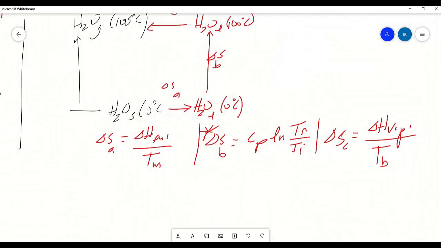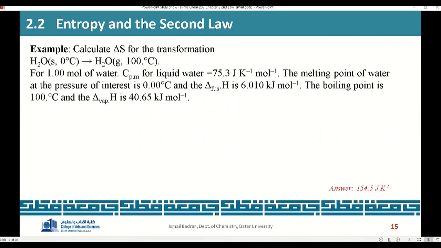Once you do all those calculations, you add all the delta S's together, and you should be able to find an answer of 154.5 joule per Kelvin. So I want you please to try that and practice similar questions. These are very nice questions to play with at your pace.